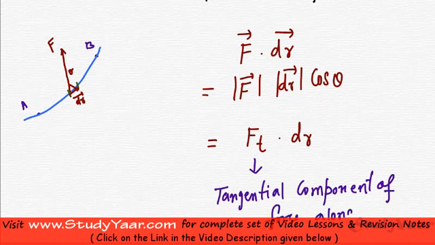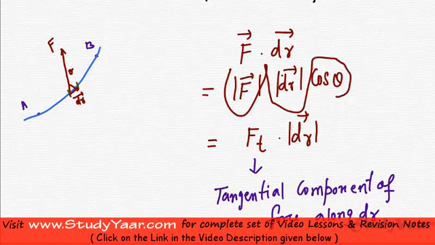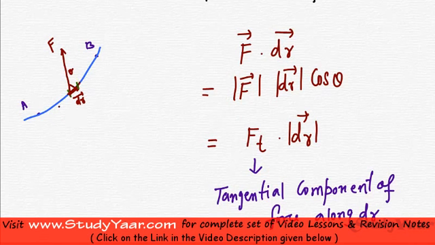Along dr. And I am talking about what? I am talking about the modulus of dr. This would give me ft, the modulus of ft. I also want the modulus of dr. The modulus of dr is going to be this small length, the length along the curve that I have traveled. So let us call that length ds. So my modulus of dr is ds.